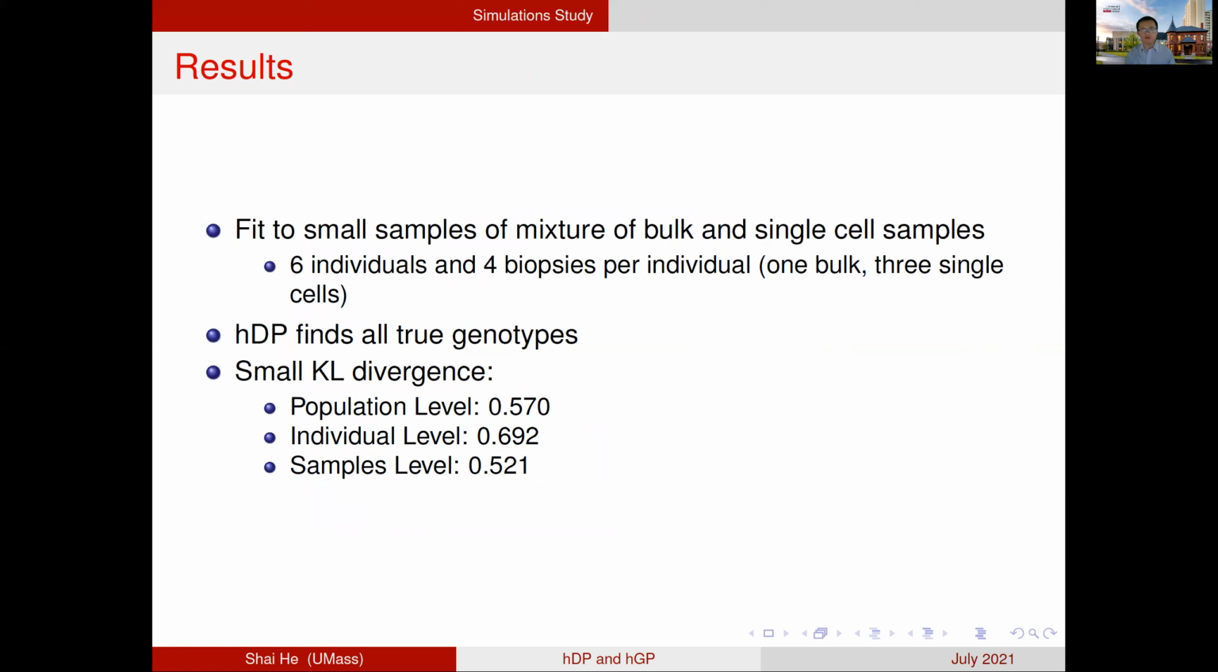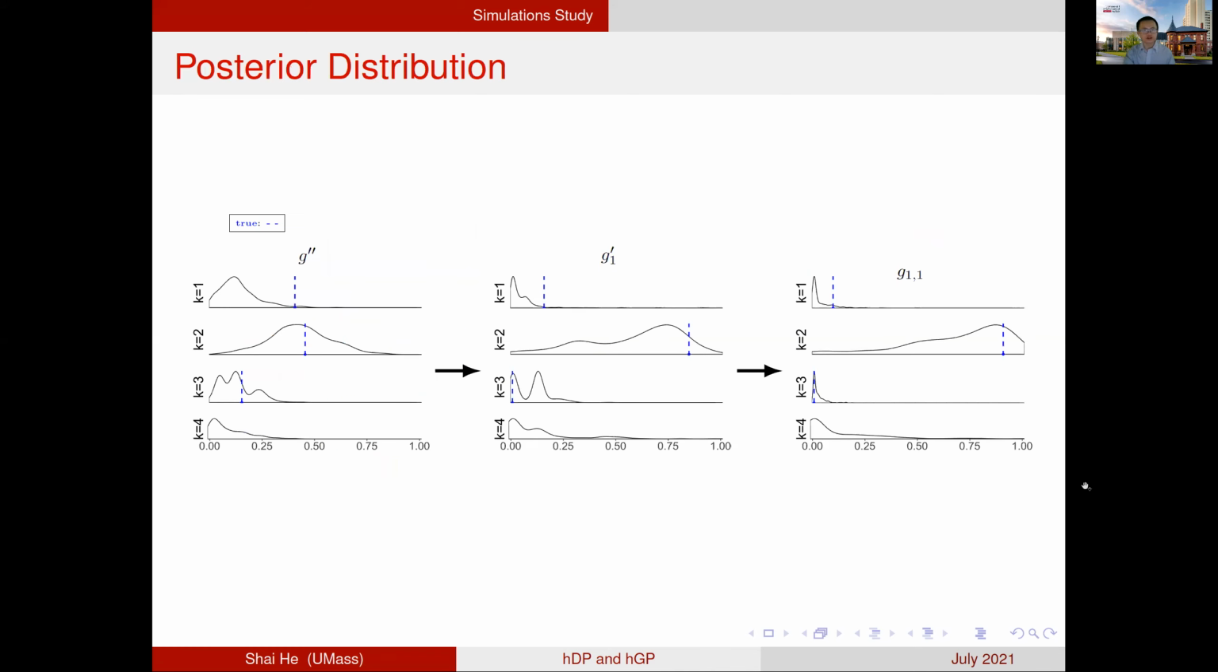Here are some results for both simulation and real data analysis. For simulation, data were simulated via a parametric model using the Dirichlet distribution. We fit to a small data set of a mixture of bulk and single cell samples. Here we use 6 individuals and 4 biopsies per individual, 1 bulk and 3 single cells, and HDP finds all true genotypes with a small KL divergence at the different levels.